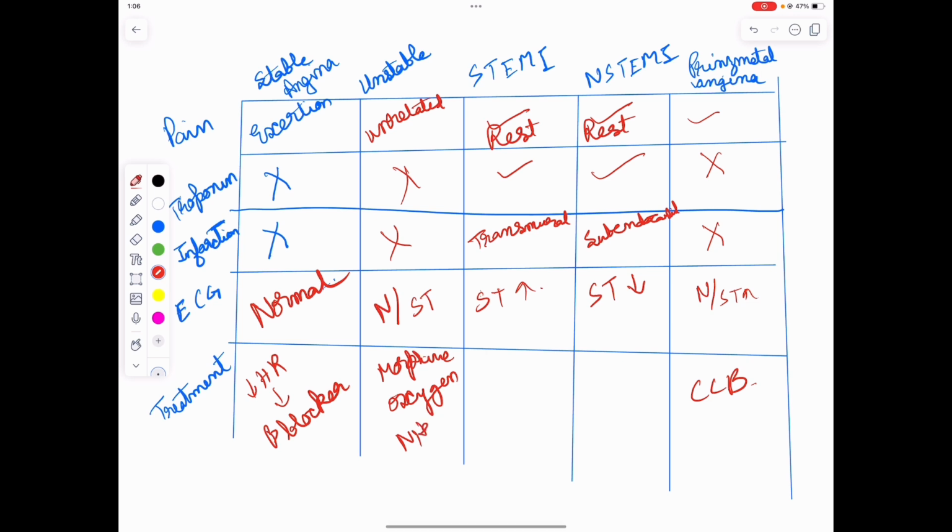We will give nitrates. In ST elevated myocardial infarction, there's a bit of difference in treatment. Again, we will give morphine. We will give oxygen, but here the catch is that we will give aspirin. How much aspirin? That is 375 milligrams. Here we will give certain anticoagulants. And the same would be the treatment in non-ST elevated: morphine, oxygen, nitrate.